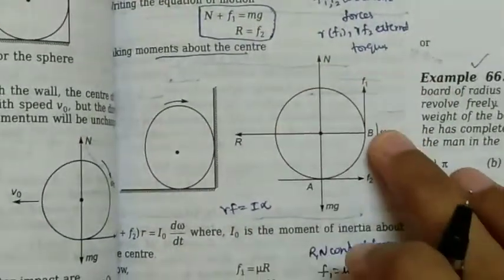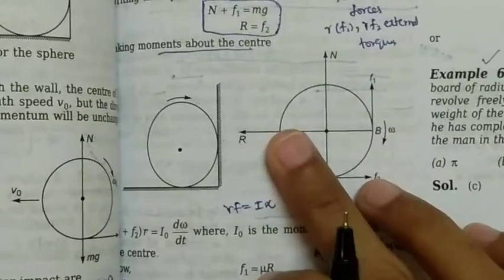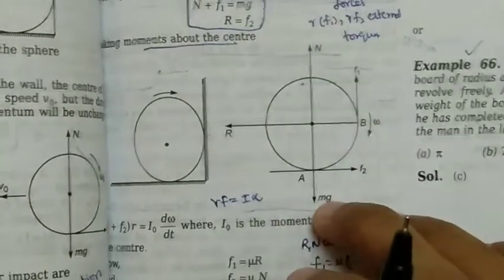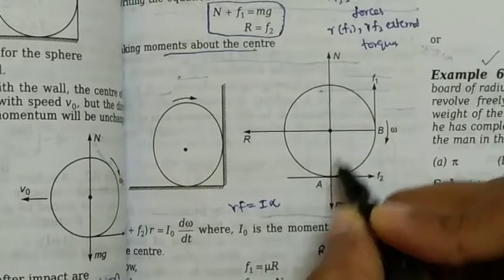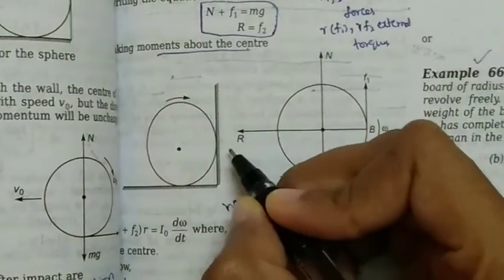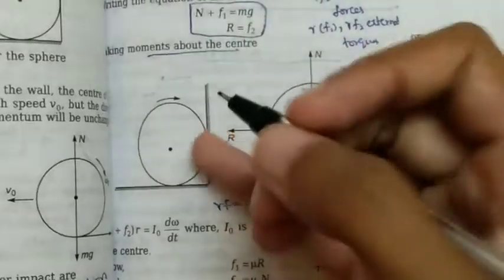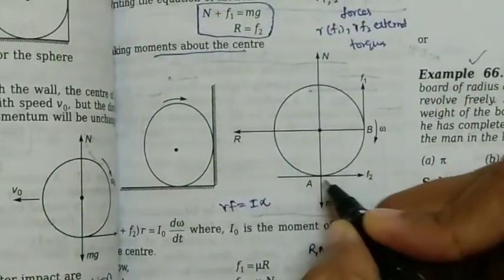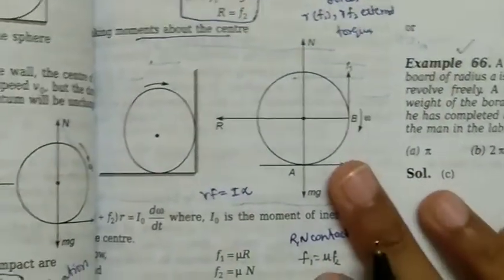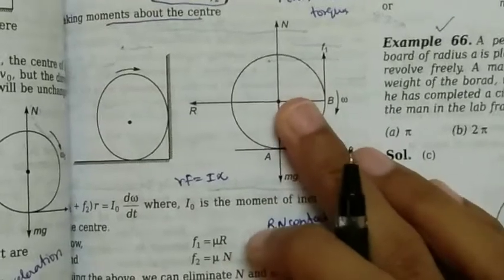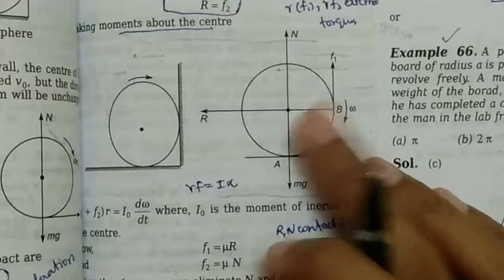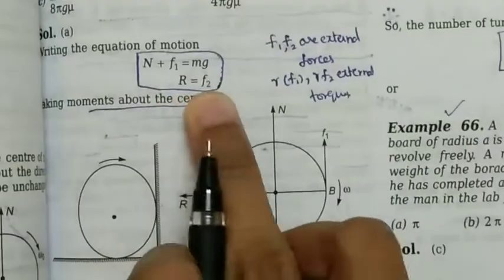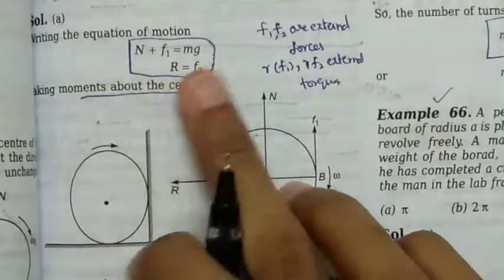Now if we consider the horizontal direction, on the left hand side R, the reaction force supplied by this wall, is acting, and F2 is acting in this direction on the right hand side. So the left hand side forces must be equal to the right hand side forces. Along the horizontal, R is equal to F2. These are the equations of motion.